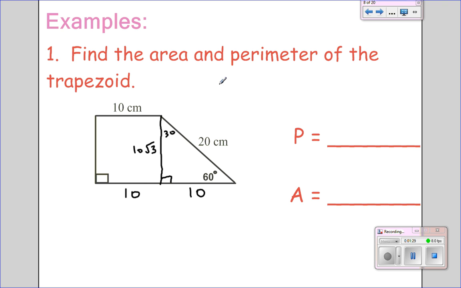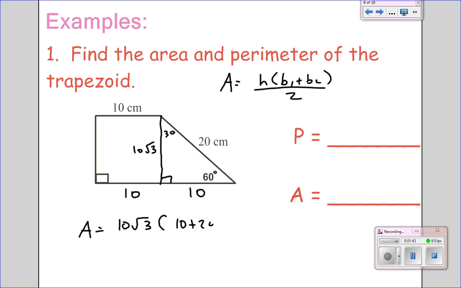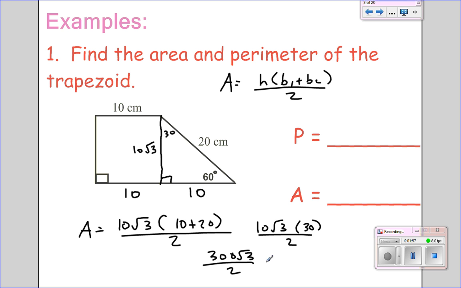And now we can go ahead and plug into our formula because we know both bases and we know the height. So the area will equal the height, which is 10 root 3, times base 1, 10, plus base 2, which is 10 plus 10, so 20, divided by 2. This gives me 10 root 3 times 30 over 2, which gives me 300 root 3 over 2, because 10 times 30. And when I divide by 2, I get 150 root 3 centimeters cubed.